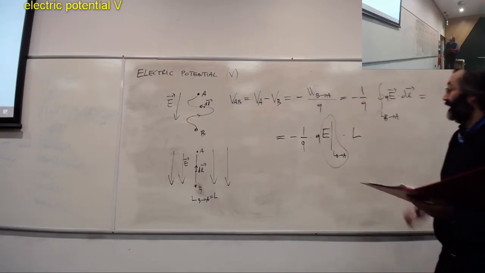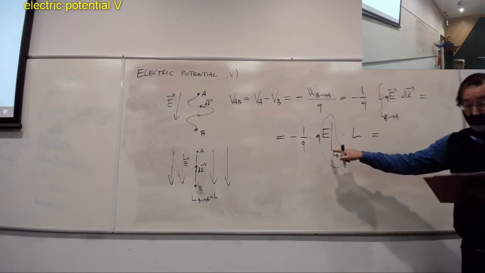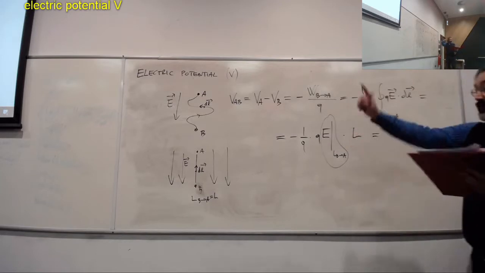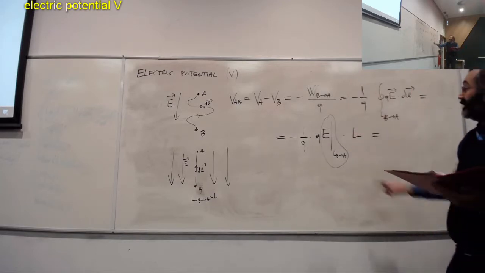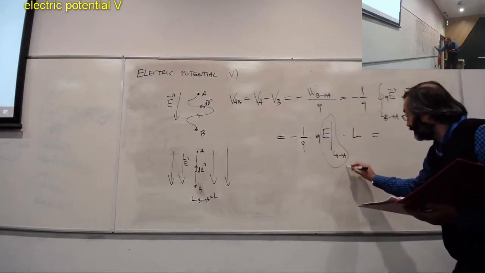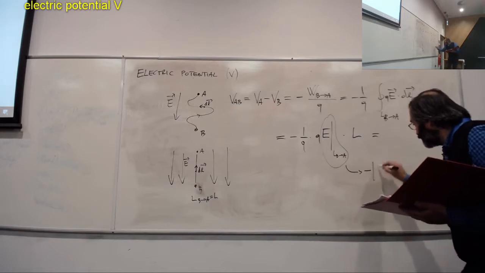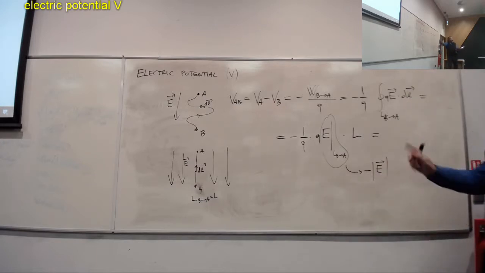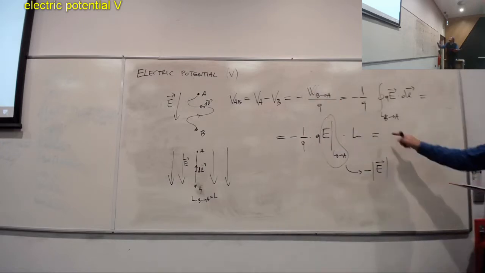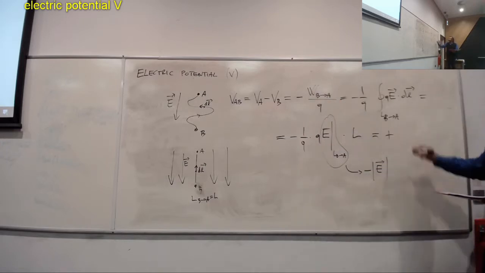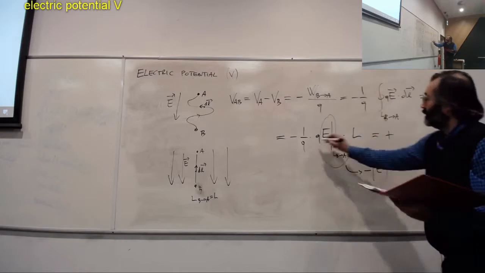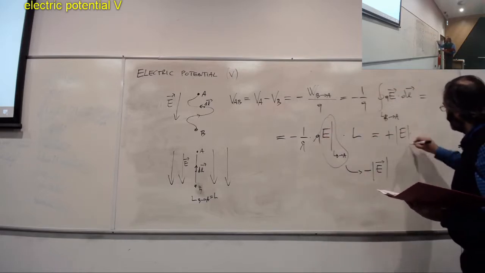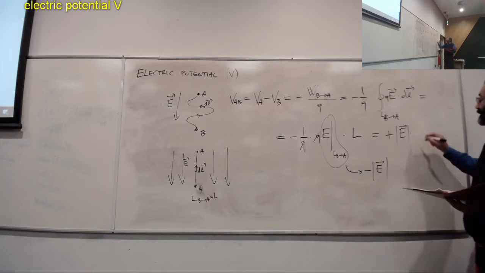Let's call it L. Now this thing here, because of the directions I've chosen, is effectively minus the absolute value of E. There is a negative sign because they go in different directions. And so the final result is, Q goes away, the absolute value of the electric field times L.